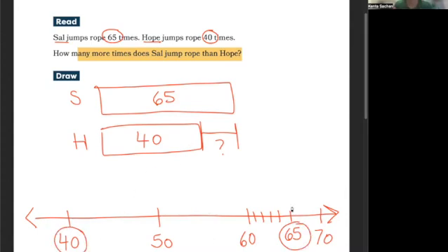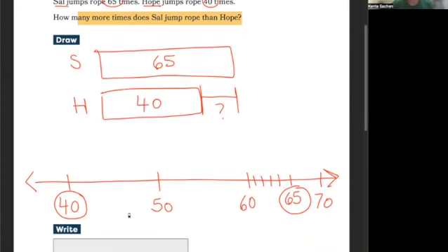Okay, so let's make sure that your number line looks just like this. Perfect. Now we're ready to solve, right? We're ready to solve this problem right here. I'm going to write it down. 65 minus 40. Right, if I want to compare the 65 jump ropes to the 40 jump ropes, this is the subtraction problem I want to do. Now to find our answer here, I can use this number line to help me out. Okay, first thing I'm going to do is I'm going to get to my nice 10 number here.